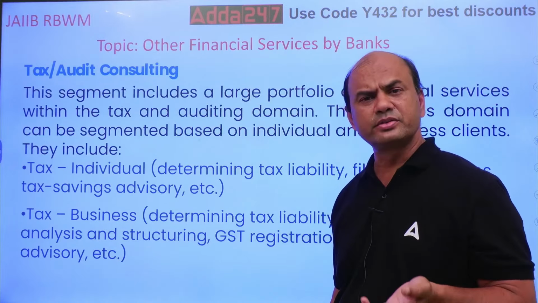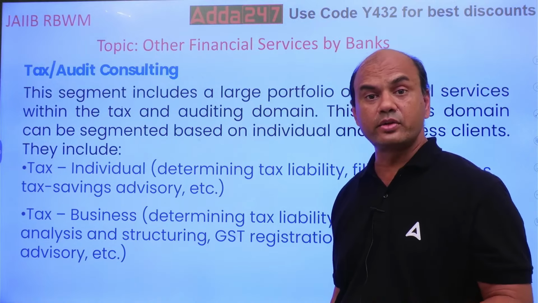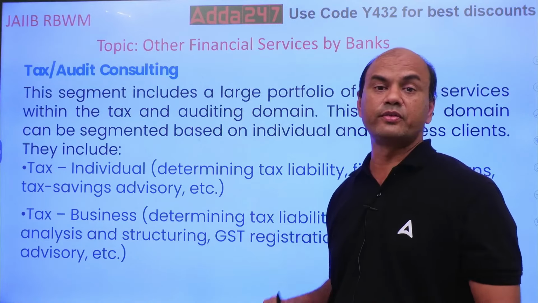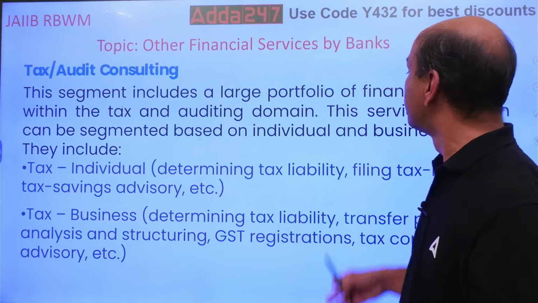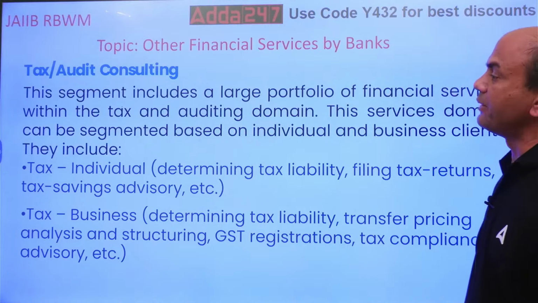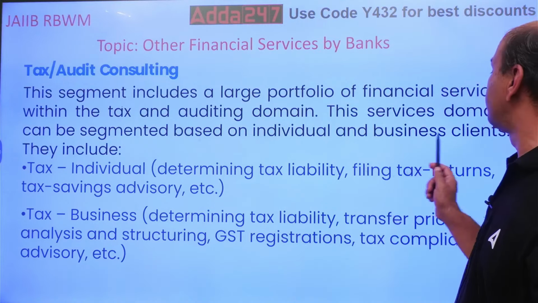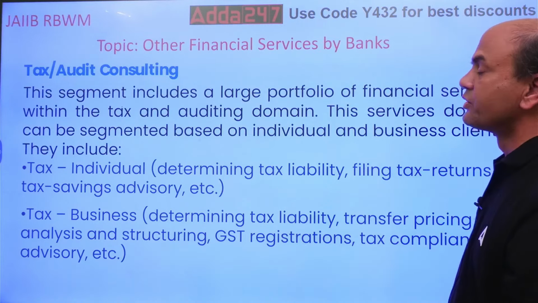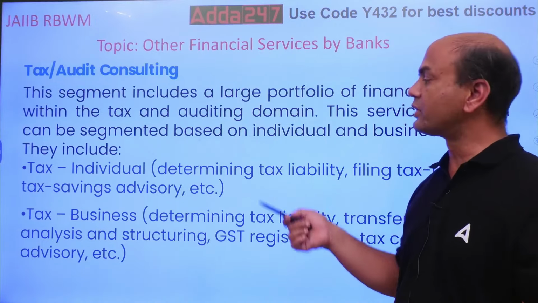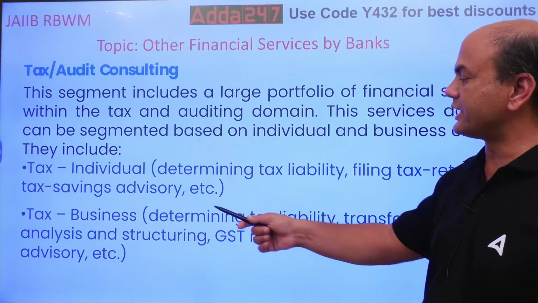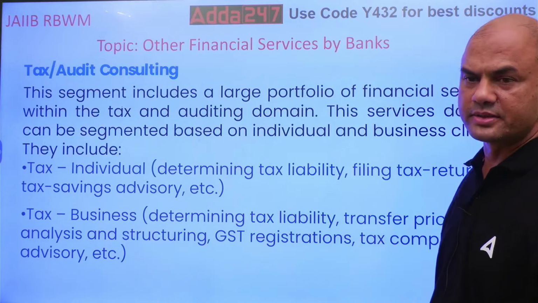There are various avenues. There is a donation avenue, 80G. You can suggest that also to that client, 50% direct deduction you get. This service domain can be segmented based on individual and business clients. So basically tax can be for an individual, it can be for a company. So look at this, tax individual and tax business. These are the two categories.